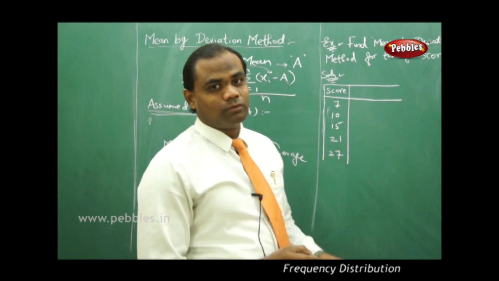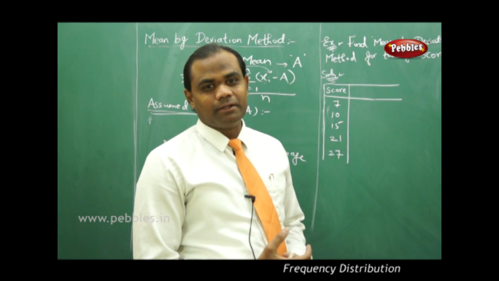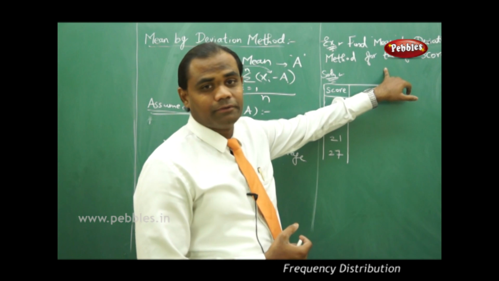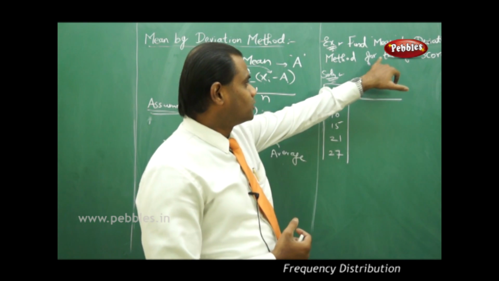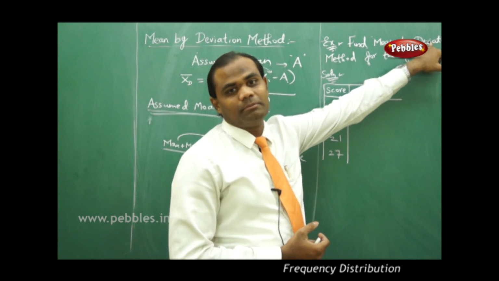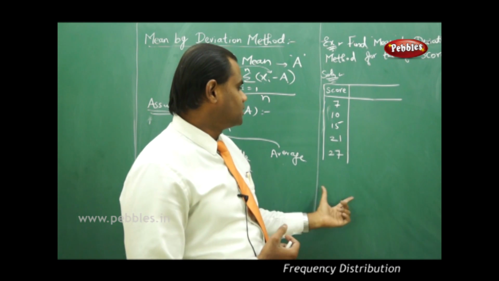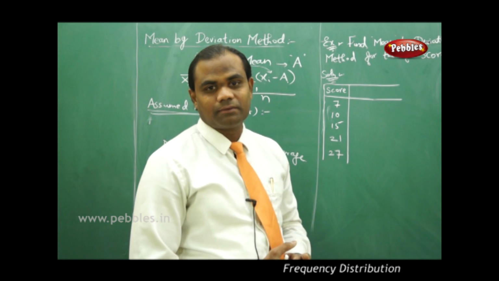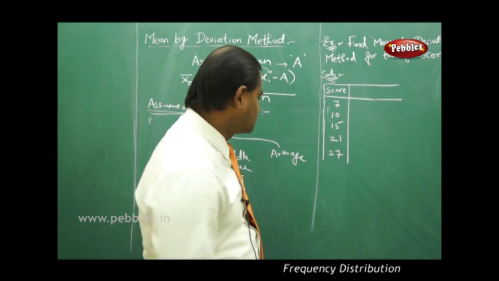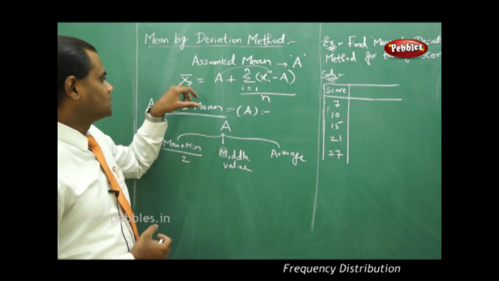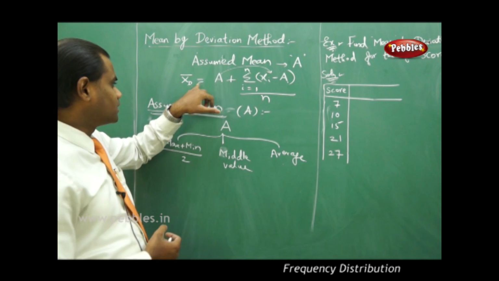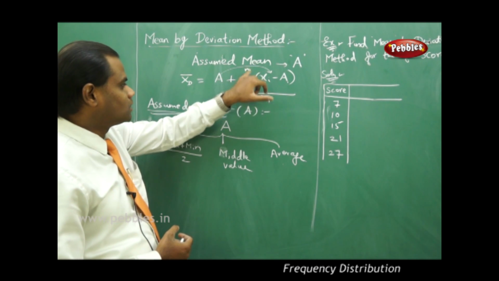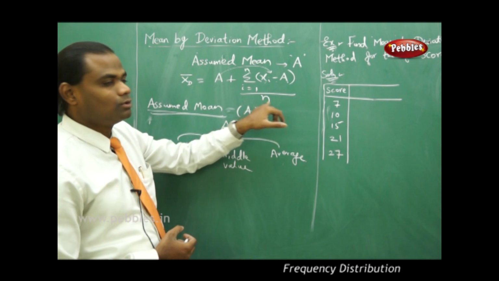So let's do one problem where we use the mean deviation method, finding the mean by deviation method. I have taken the following score where I have to find the mean by deviation method, and the data here is 7, 10, 15, 21 and 27. As we know, the deviation method has the formula with its mean calculated as a plus sigma i equal to 1 to n, xi minus a, whole by n.